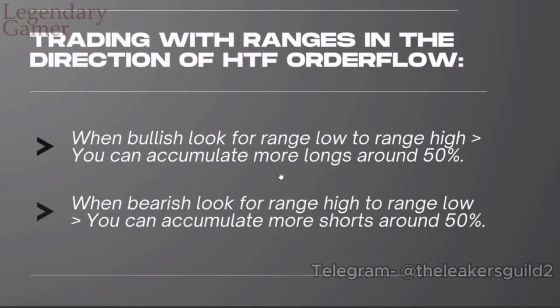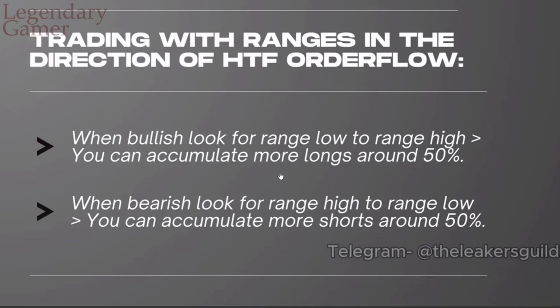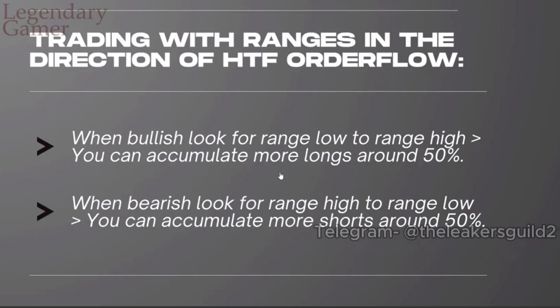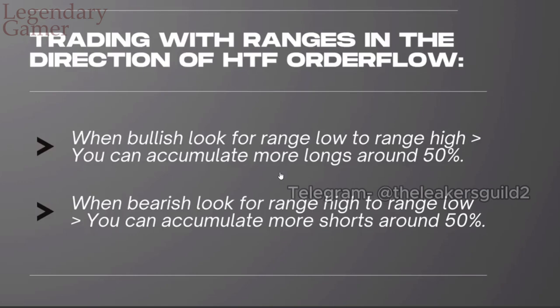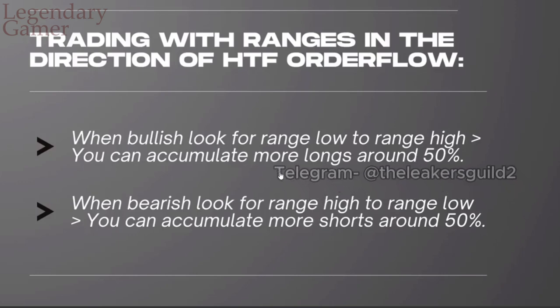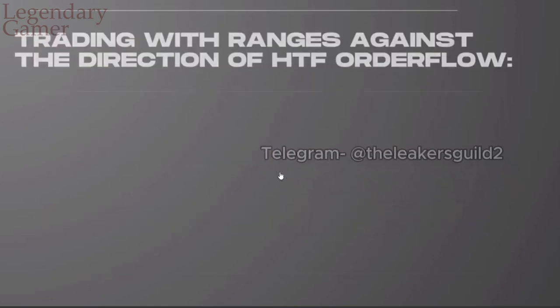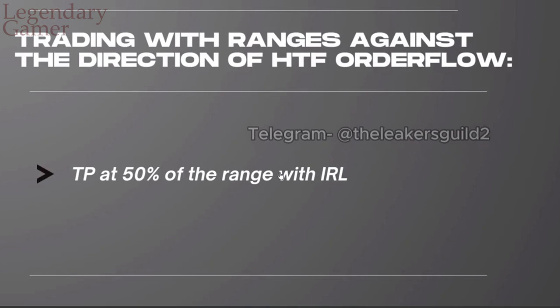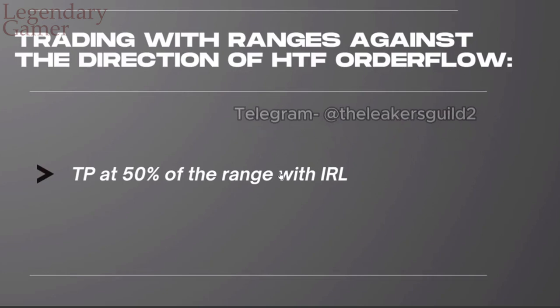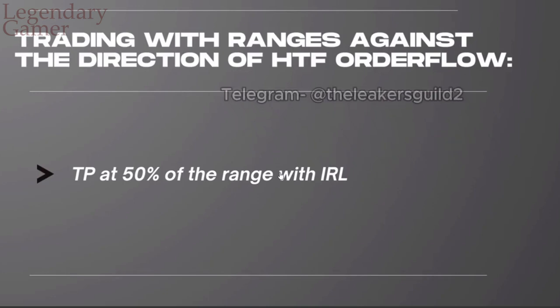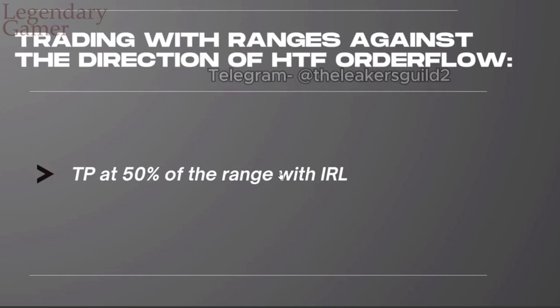Now, trading with ranges in the direction of the higher time frame order flow. When we are bullish, look for the range low to range high, and then you can accumulate more longs around the 50% level. And when bearish, look for the range high to range low, and you can accumulate more shorts around the 50% level. Now when you're trading with ranges against the higher time frame directional order flow, you take profit at the 50% of the range and with internal range liquidity.